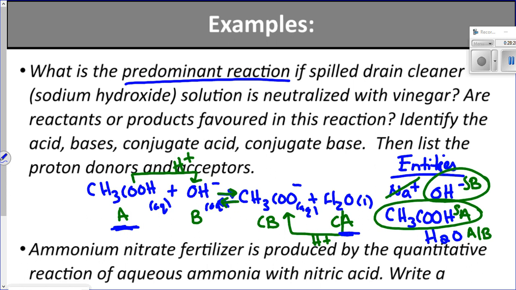So comparing those two, we know acetic acid is the stronger acid over water. So we are favoring the product side, the opposite side of the strongest acid. Therefore, this would have a greater than 50% yield. So that's the answer we're looking for, showing all of those things.